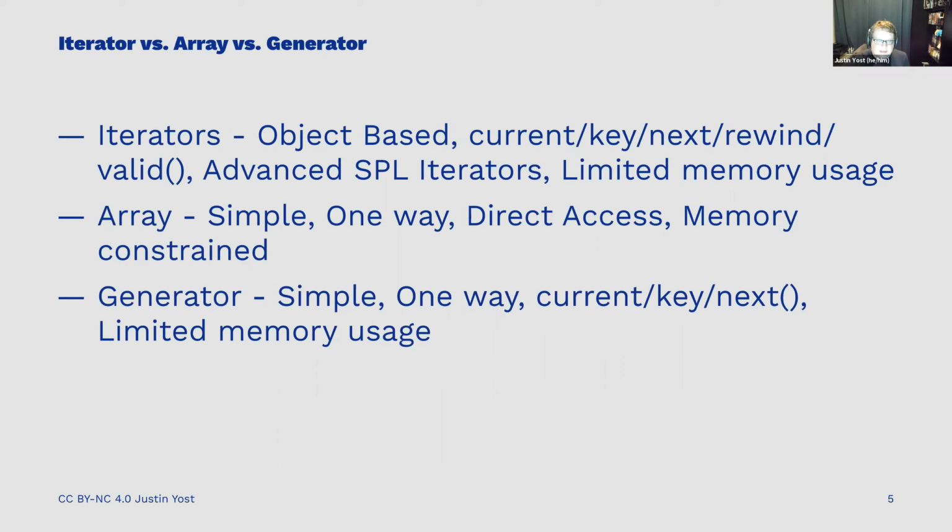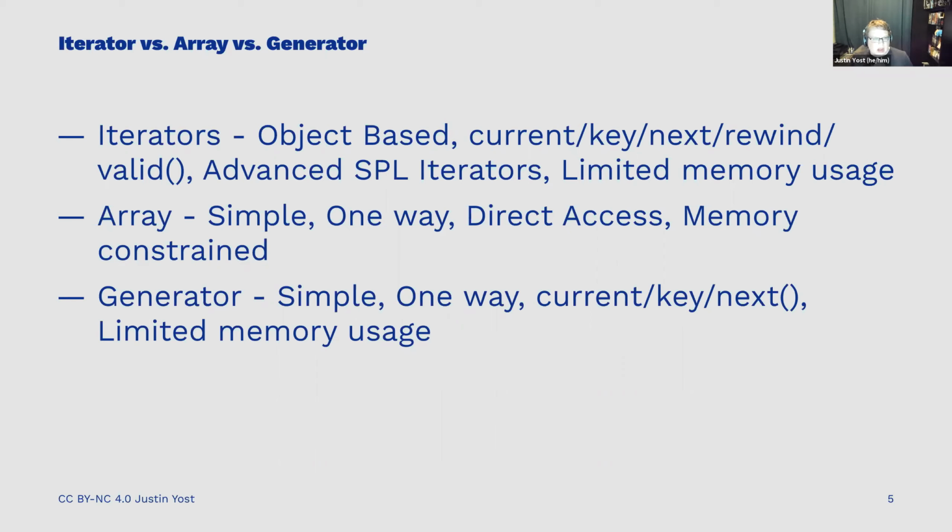We have direct access on the array, right? In an array, you can say, hey, pull out the value at key ABC. And whatever value is at key ABC, you will get that value straight out of the array. They're memory constrained, right? Like we talked about in arrays in PHP, everything that you shove into that array has to be available in memory.